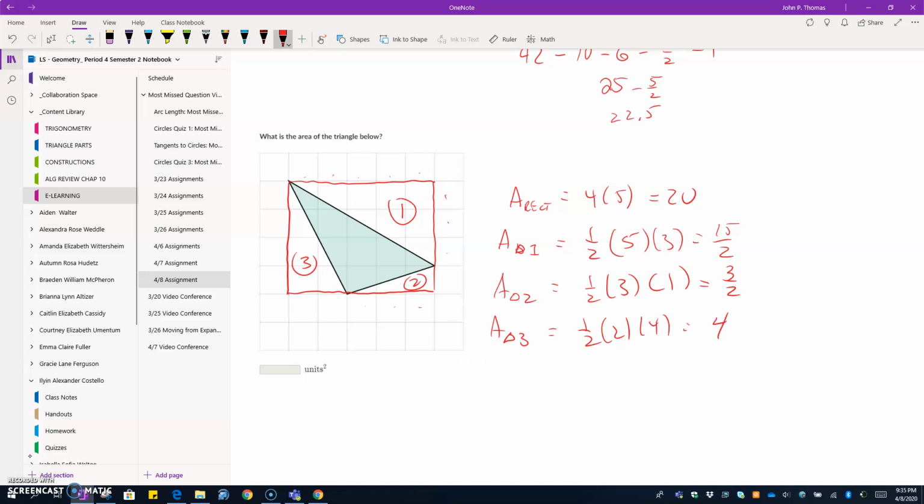All right, so my area of the shaded green triangle is going to be 20 minus 15/2 minus 3/2 minus 4. All right, so if I push this together, I've got 20, which is 40/2. If I have 40/2, take away 15/2, I'm at 25/2. If I take away 3 more halves, I'd be at 22/2. All right, and 22/2 is 11, so I have 11 minus 4, which is going to be 7. All right, 11 minus 4 is 7, and that's going to be my answer for this one. I'm going to have 7 units squared.